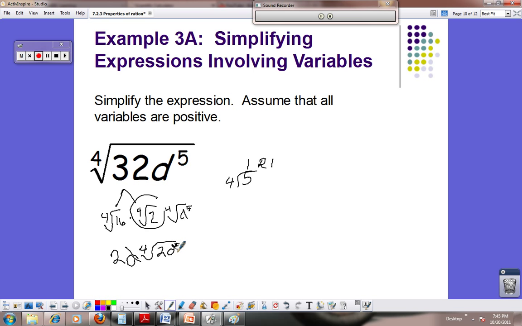So we get 2d, and then the 4th root of 2d. Okay, all right. So let's take a look at another example real quick.